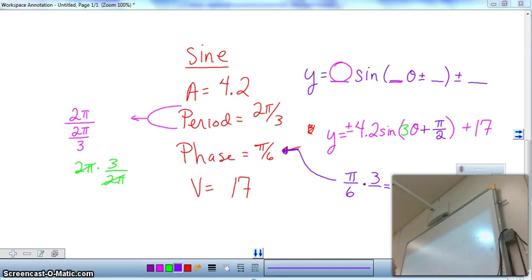So in class tomorrow, your job will be to be able to write a function when you're given the 4 parts, and we will also try some when you're looking at the graph of a function, which is very, very, very similar. See you tomorrow.